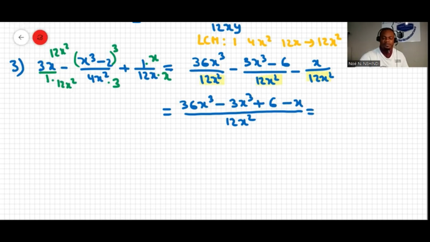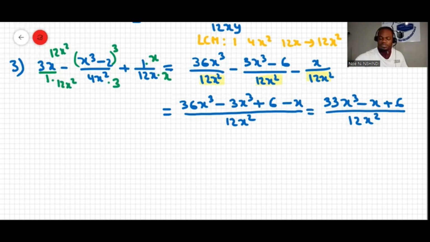Now, is there any like terms to simplify? We can see that we have 36x cubed and 3x cubed. We can combine those two, they're like terms. That would be 33x cubed plus x plus 6, if I want to write it in ascending order of exponents, over 12x squared. Over here, it was a plus, and I forgot to put the plus. That's a plus, and that's a plus also. Now, the answer is correct.